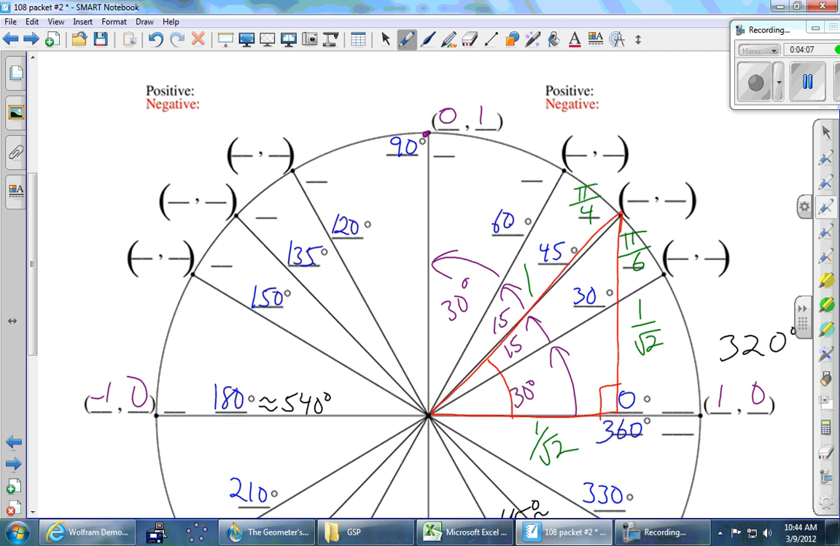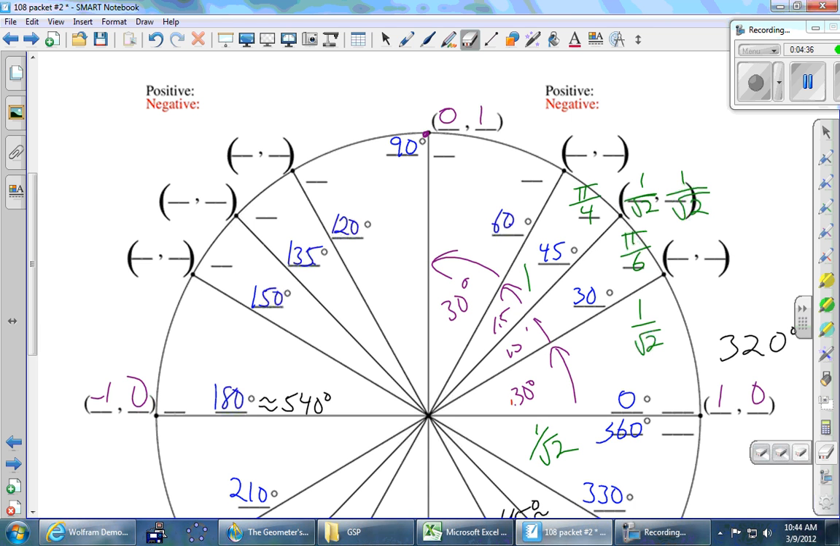So how much is the x coordinate, which is the horizontal distance? It's 1 over root 2. And how much is the y coordinate? It's also 1 over root 2. And then what we can do is fill in some other points that are just like this 45, but are in different quadrants.